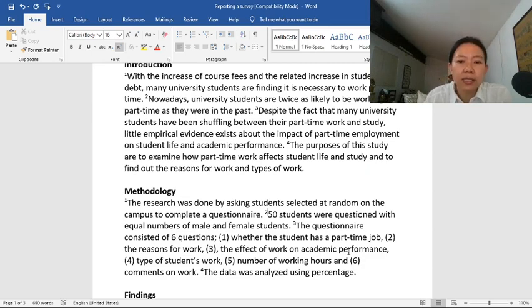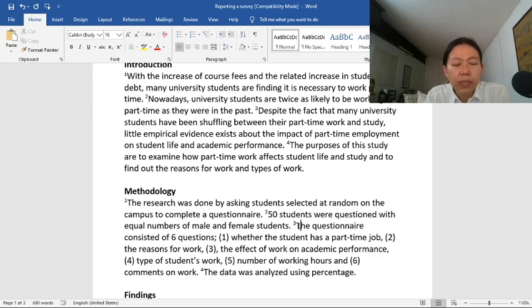And the third sentence, "The questionnaire consists of 6 questions." So this sentence gives information about the questionnaire, saying that there are 6 questions asking students. The first question asks whether the student has a part-time job. The second question asks about the reason for work. The third question asks about the effect of work on academic performance. The fourth question asks what type of work students do. The fifth question asks the number of working hours. And the last question asks students to comment about their work.